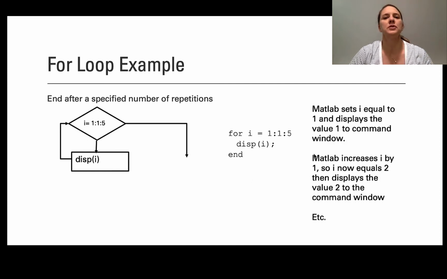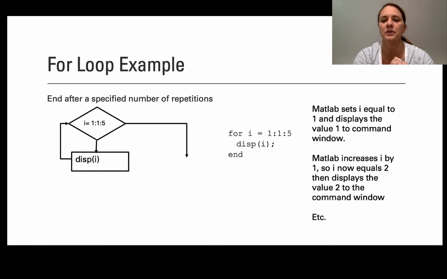I'm just going to describe what this means, and I've written it down as well so you can follow along either by reading or listening. First, MATLAB is going to set i equal to 1. Then it's going to display the value 1 to the command window. Then MATLAB goes up and repeats. When it gets to that for statement again, it's going to increase i by 1, so now i is equal to 2. Then it displays the value 2 to the command window. And then this is going to repeat.